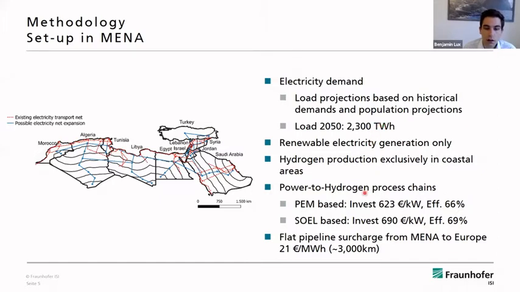And hydrogen that is produced in these countries and could be exported to Europe is penalized with a flat pipeline surcharge from MENA to Europe of 21 euro per megawatt hour. That is irrespective of where the hydrogen is produced here. So that's quite a broad assumption. And the 21 euro correspond to about 3,000 kilometers of pipeline transport.